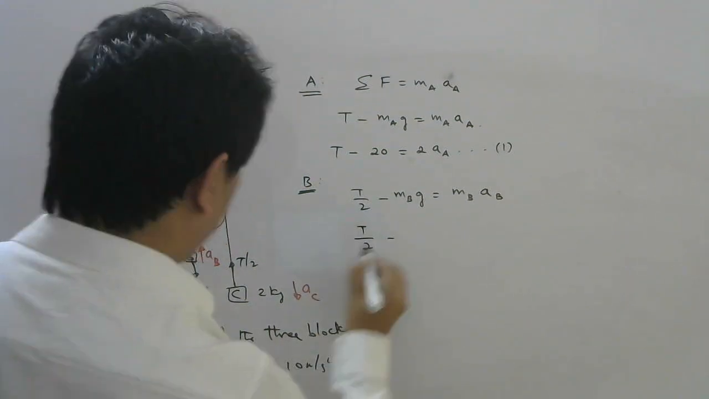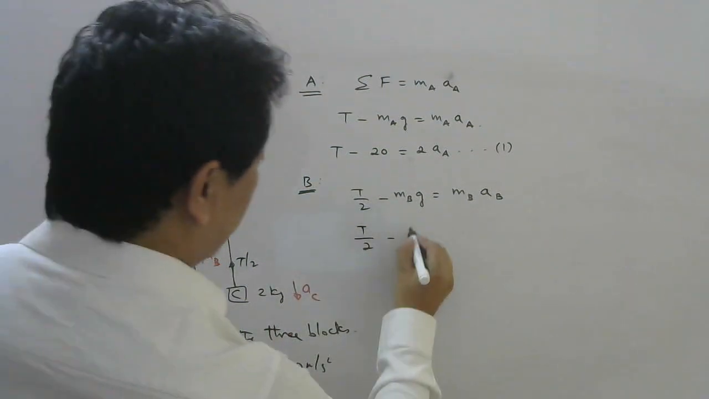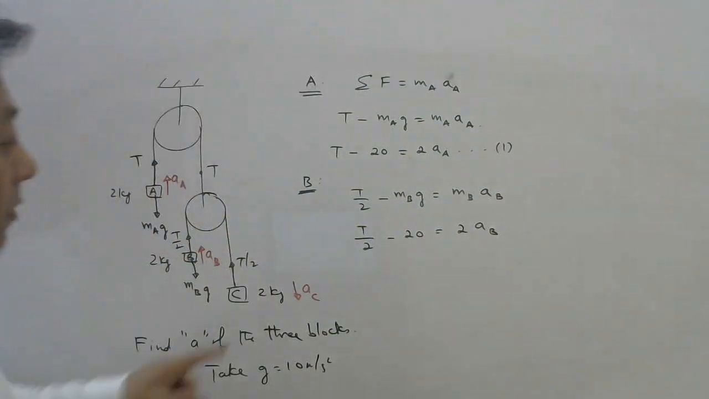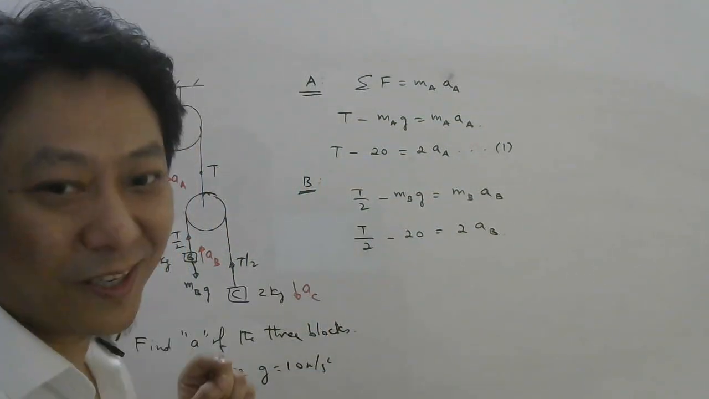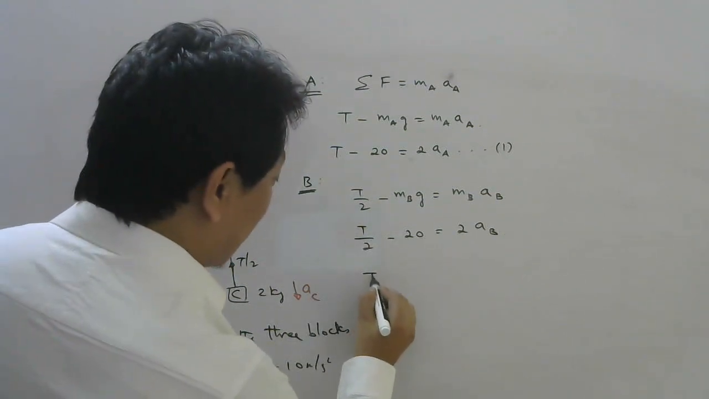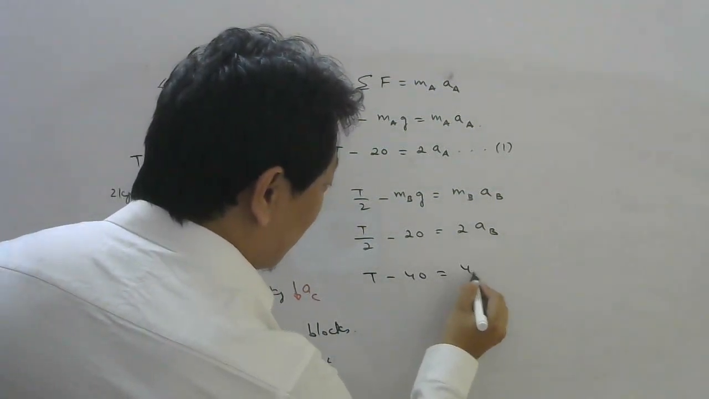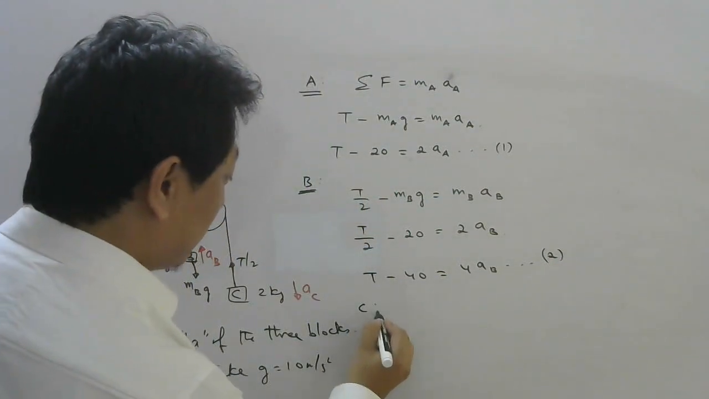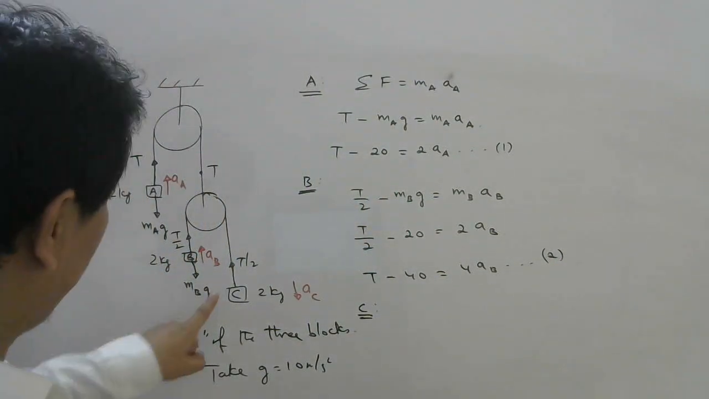Now what is the mass of B? 2. So 2 into g, 20, 2 into AB. Let's multiply with 2 because I don't want this 2 in the denominator. So this will become T minus 40 equal to 4AB. Equation 2. Now do the same thing for system C.